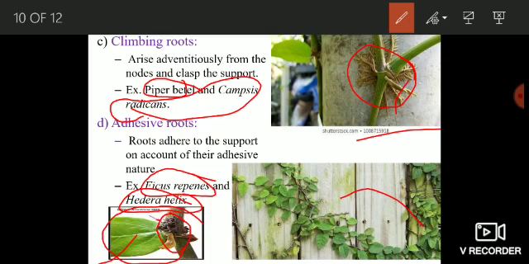You might have seen plants growing on the walls, plants growing on the surface of other trees, or plants growing on concrete walls. These plants are attached to the surface of concrete walls because of their adhesive nature. They possess some adhesive disc-like structures, and these disc-like structures help these plants to get adhered to the walls.